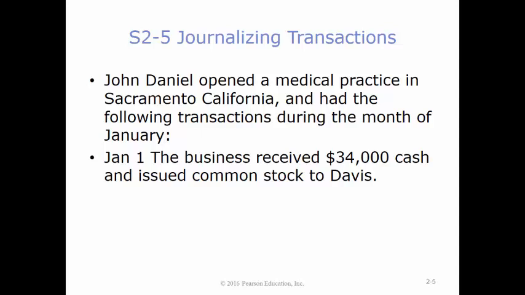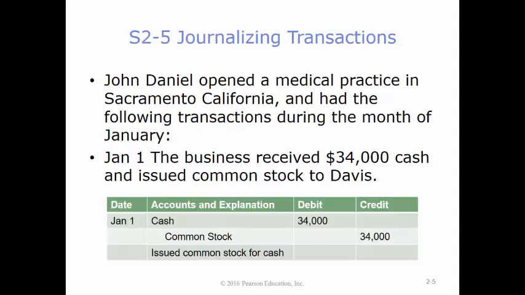This exercise says that John Daniel opened a medical practice in Sacramento, California, and had the following transactions during the month of January. On January 1st, the business received $34,000 cash and issued common stock to Davis. Cash is an asset. If we increased it, we would debit cash. If we issue common stock to Davis, then we would credit common stock. So our entry would be on January 1st, debit cash $34,000 and credit common stock $34,000.